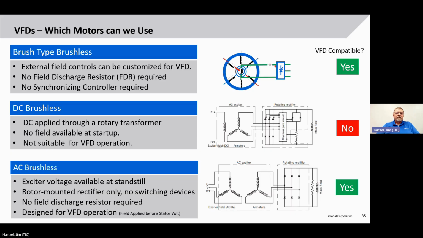So the AC brushless, here's the circuitry. Remember, it doesn't have all this circuitry here in it. So we can put AC here, we immediately get AC, it goes through the diodes, so we power up the field immediately. So yes, we can do AC brushless or a brush type synchronous motor, but we cannot do a DC brushless. So if you're sending in a request, you have a synchronous motor, we need to identify exactly what type of motor you have.